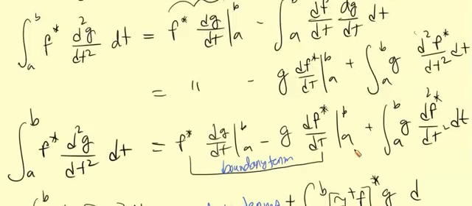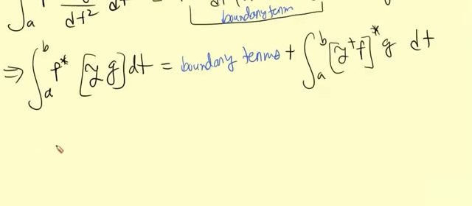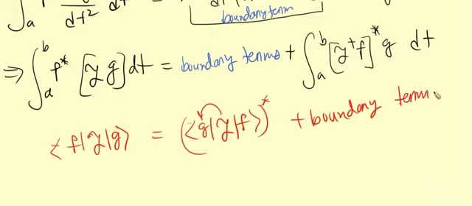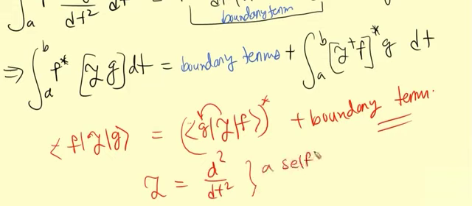Or again, you can just write these things down in a more compact notation. f L g equals to this g L f, this whole thing star. Obviously L will now act on g, and then there are these boundary terms. So this tells us that L, that was defined as d squared dt squared, that is the second derivative operator with respect to t, is indeed a self-adjoint operator.